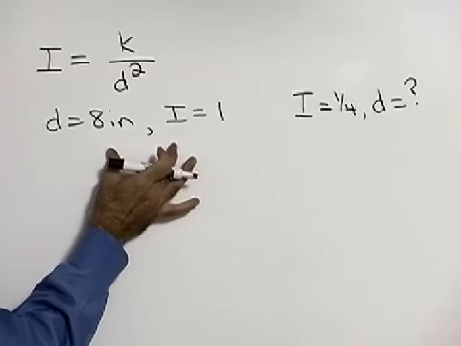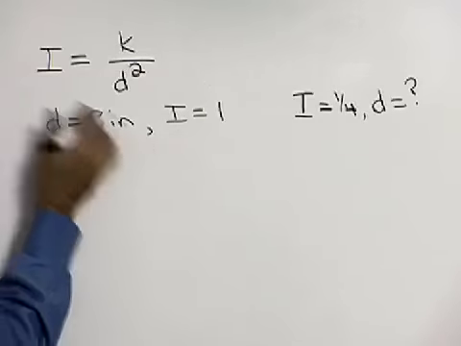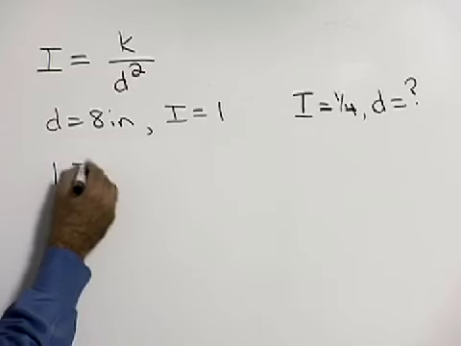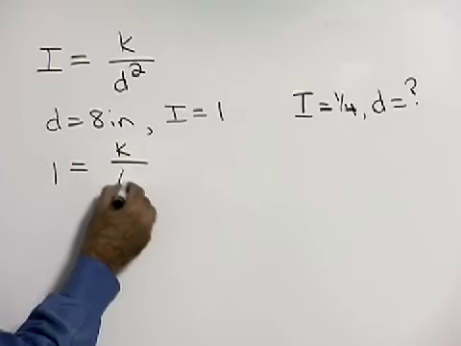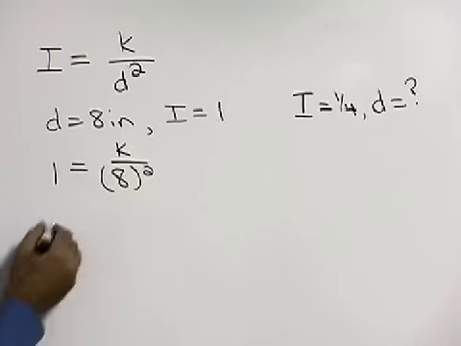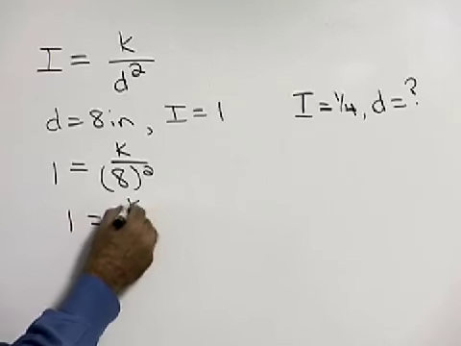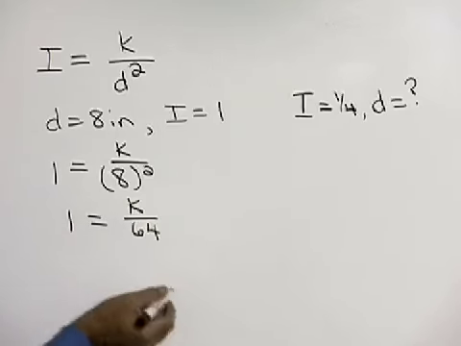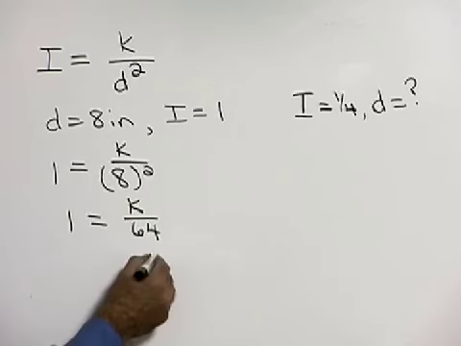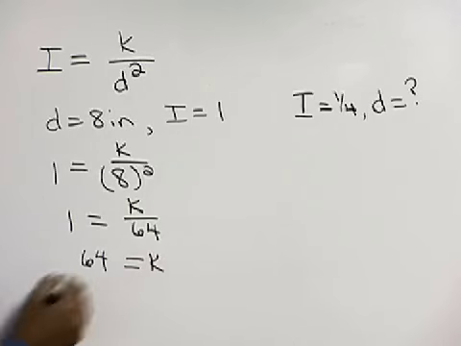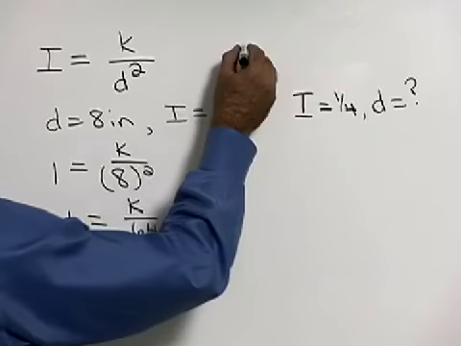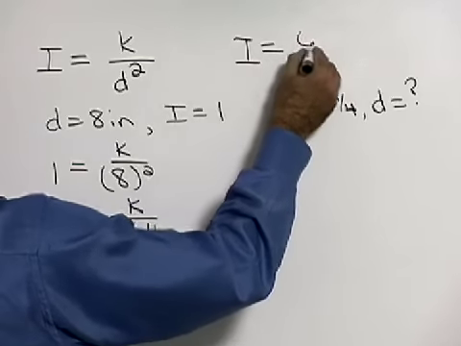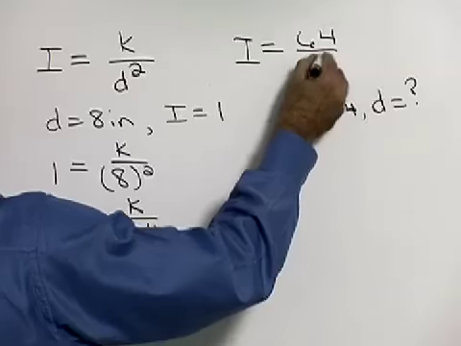So let's use our first set of information to find k. We can plug in 1 for I, equal to k over 8 squared. So you have 1 is equal to k over 64. Multiplying through by 64, you get k equals 64. So our constant of variation is 64. So we can write I as 64 over d squared.